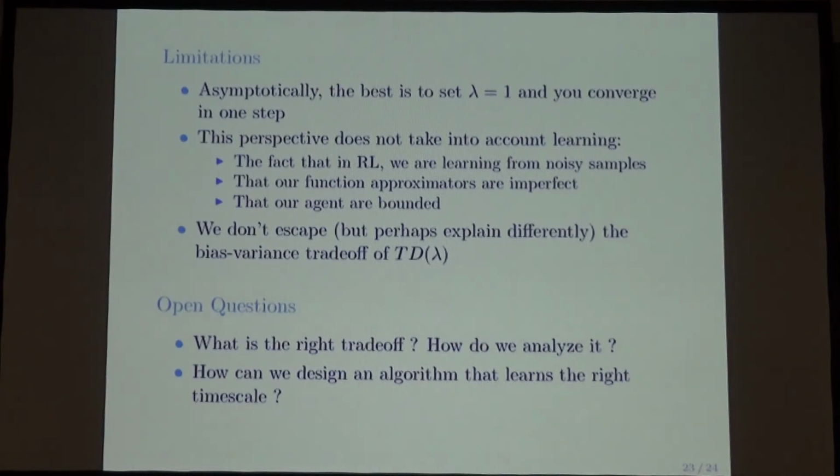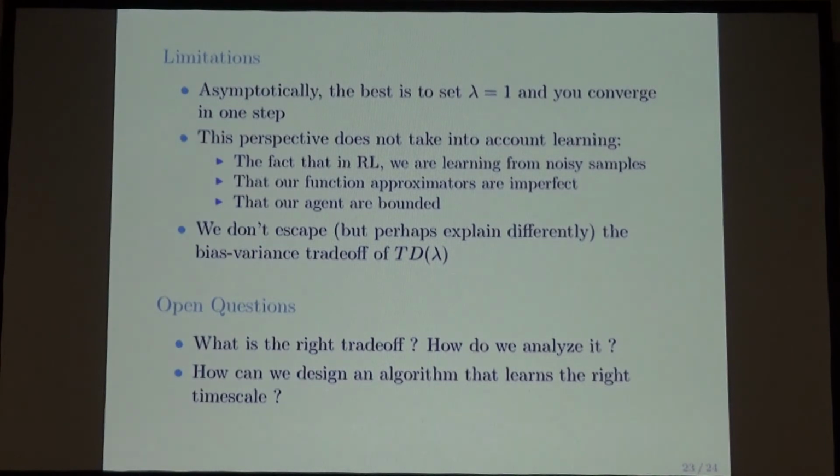But we know that in TD lambda, we have this bias variance trade-off. Sure, lambda 1 gives you faster convergence, but it also brings more variance. So we need to take into account that in RL, we're learning from data, we have noisy samples, that doing function approximation is imperfect, and that our agents, in a sense, are bounded, or they're computationally bounded, or they're bounded by other factors that could also be physical.